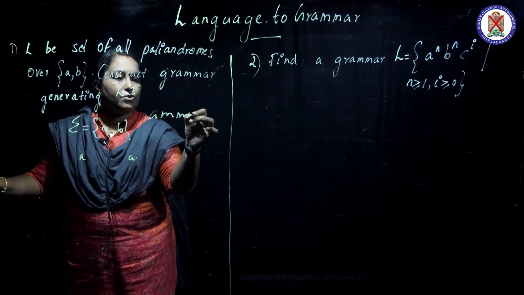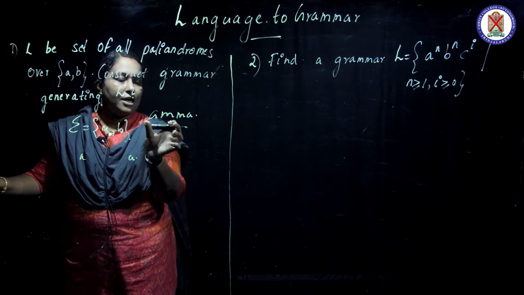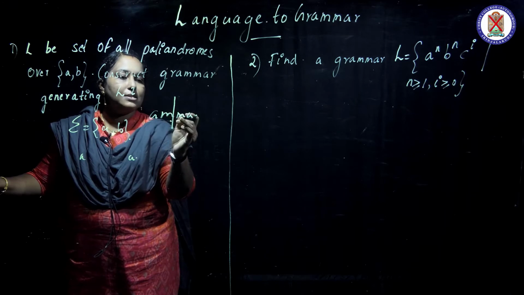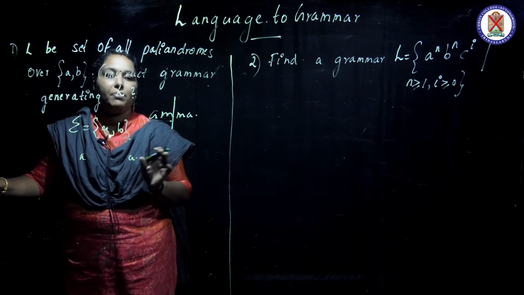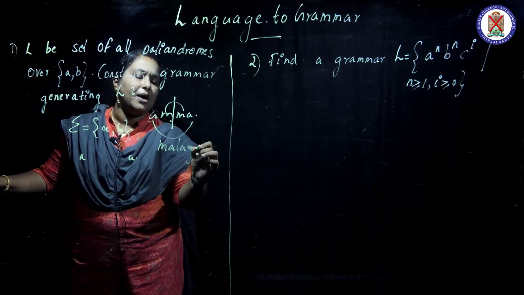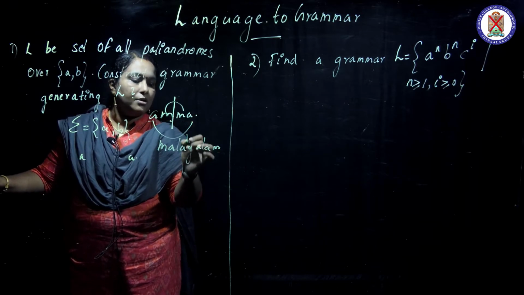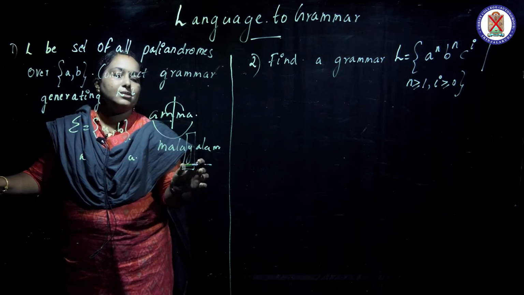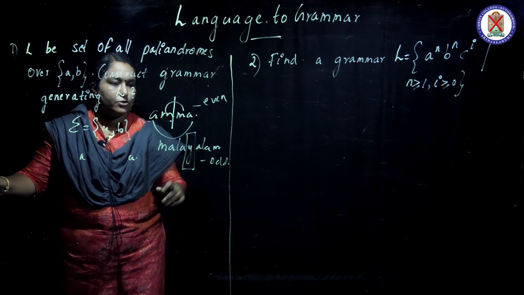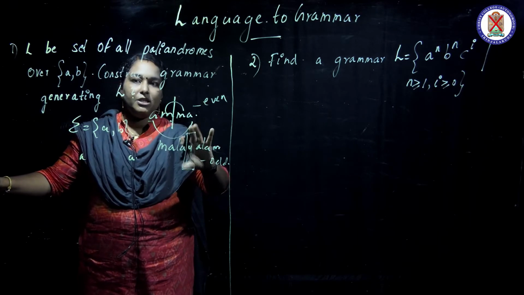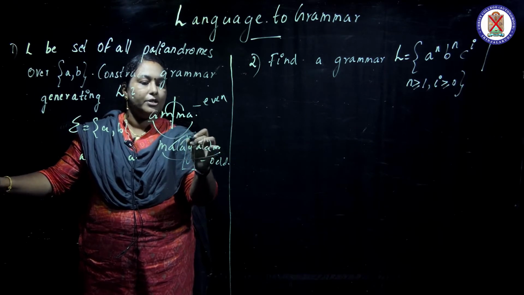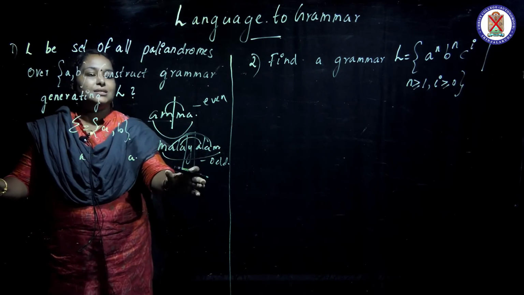Amma is a palindrome. Reading in reverse, m is the same and a is the same, that is called a palindrome. Malayalam is also a palindrome. Here y is the odd one, so that is an odd length palindrome. What do you mean by odd length palindrome? The middle symbol will be different. Look here, m is same, a is same, l is same, a is also same. So this is an odd length palindrome.